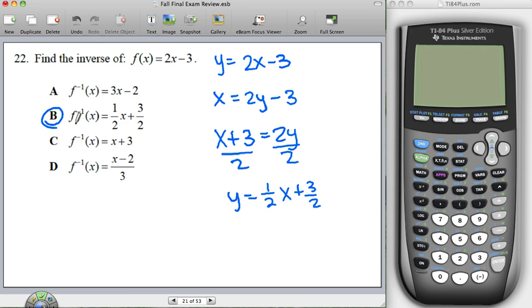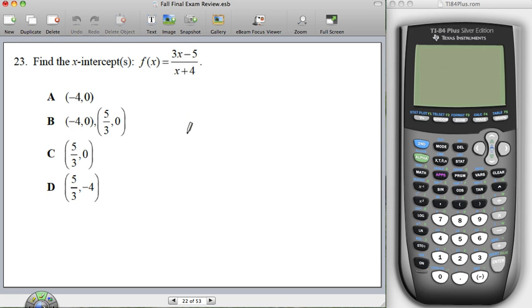For 23, to find the x-intercepts of your rational function. So x-intercepts is when your numerator is equal to 0. So I have 3x minus 5 equals 0. Solve for x, you get x equals 5/3. So when I take 5/3 and plug it in, it's going to be 0. So my x-intercept is going to be C, 5/3 and 0.